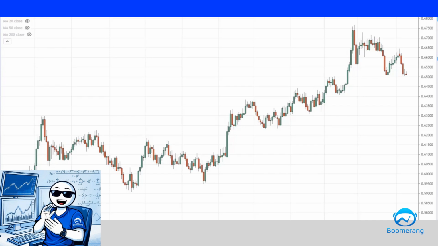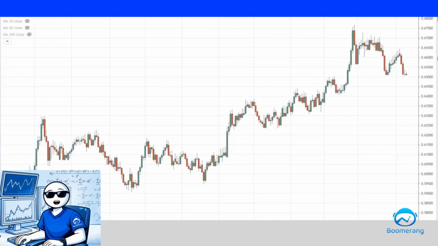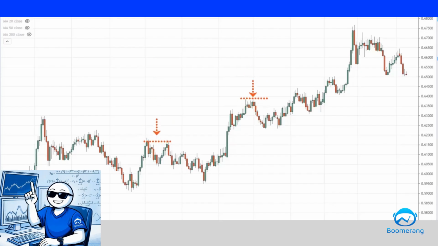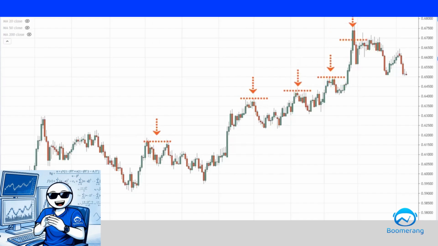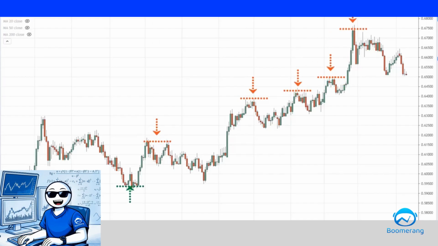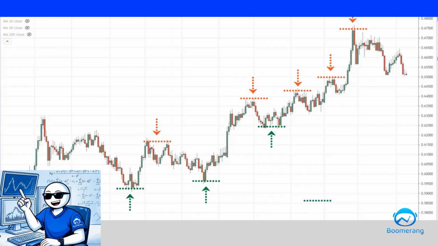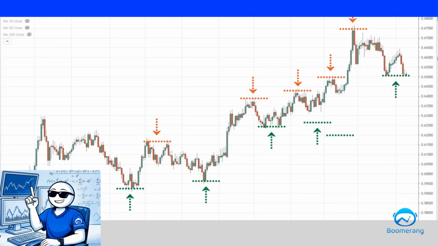So if you look at this chart, New Zealand against the Swiss franc, this is the daily time frame, as you can see over here on the daily chart. What market structure is this? Well, if you notice, this market, in the grand scheme of things, is forming a series of higher highs and higher lows. Higher high, higher high, higher high, higher high, and higher low, higher low, higher low, higher low. It's another minor one over here.